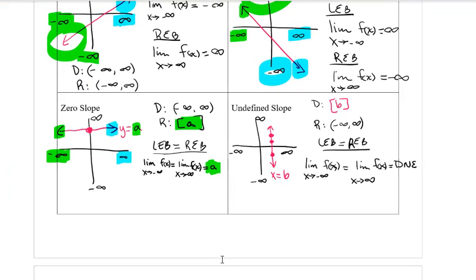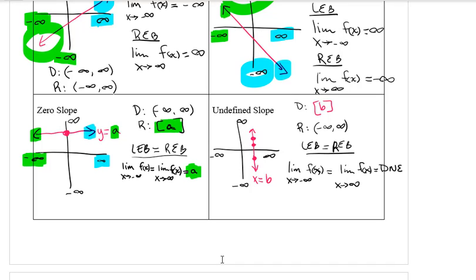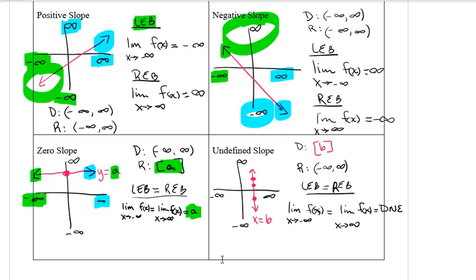So any undefined slope is going to have that general setup, just as well as any zero slope or any negative slope or any positive slope. So that's it. You just have to be able to recognize which one of those four shapes that linear function would make. Based on the shape, boom, you've got all the stuff right there.